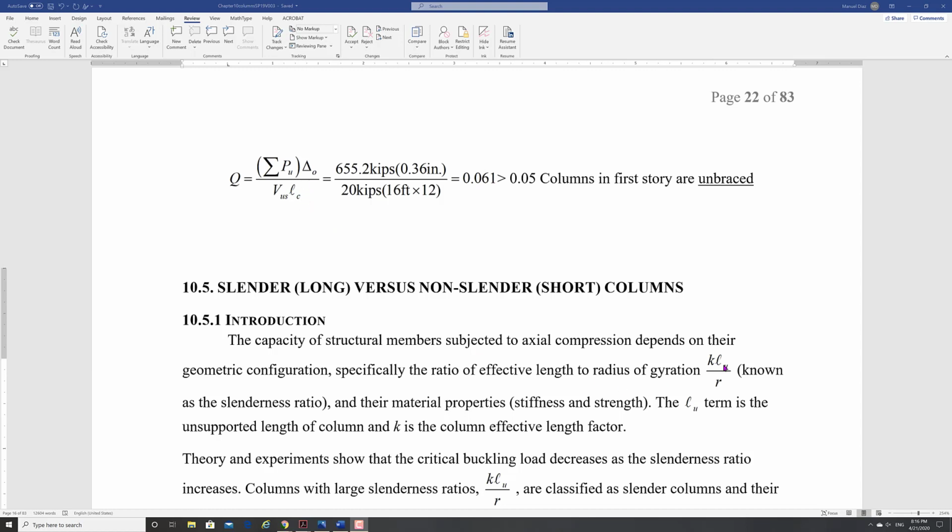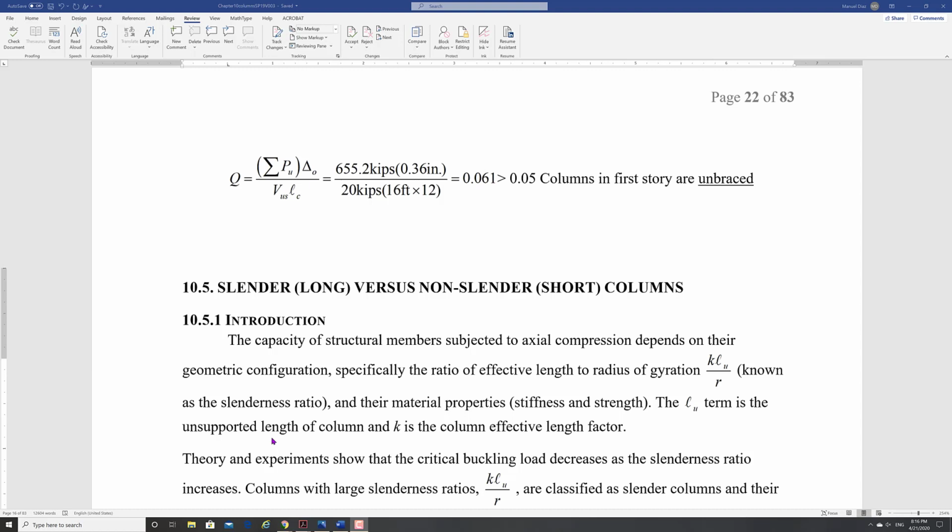But this is LU. So LU is what we call the unsupported length of the column. And that one, for a lack of a better term, is really a clear value. So it's the clear value between the floor and the beam, right? So that gives your LU.